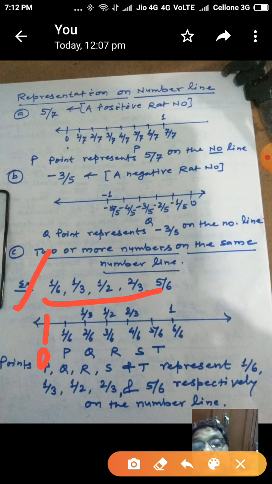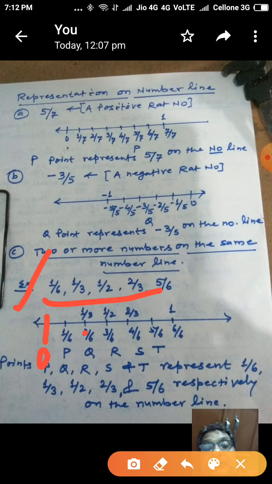So the first will be 1 by 6, the second will be 2 by 6, which on simplification is equal to 1 by 3. Similarly, the third division will be 3 by 6, which is equal to 1 by 2, and the fourth is 4 by 6, which is equal to 2 by 3. Similarly, we will go up to a complete integer, that is 6 by 6, which is equal to 1.